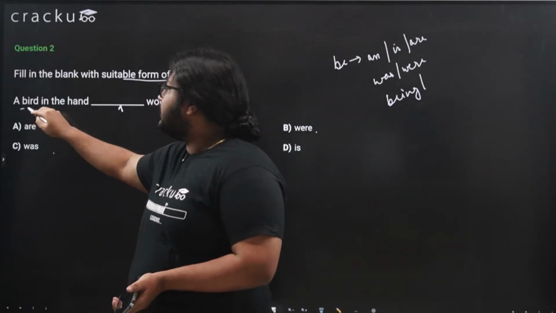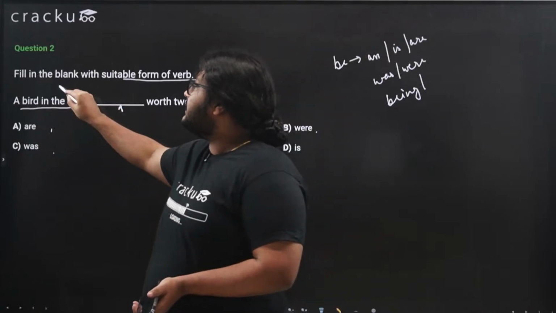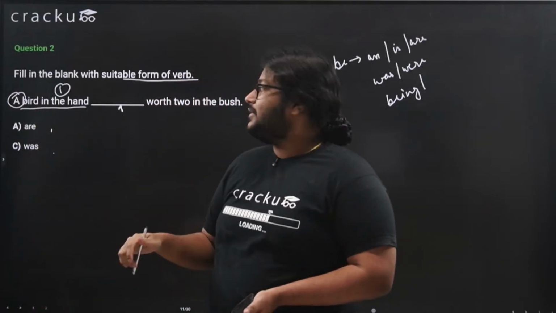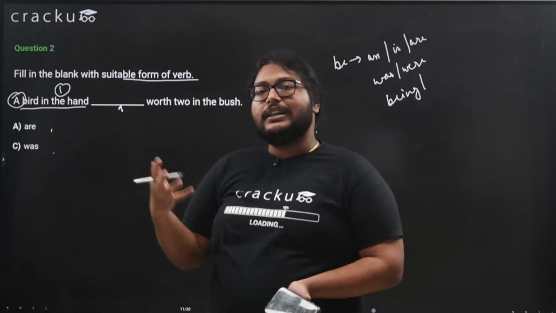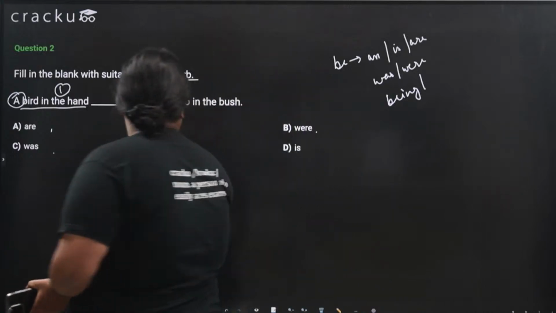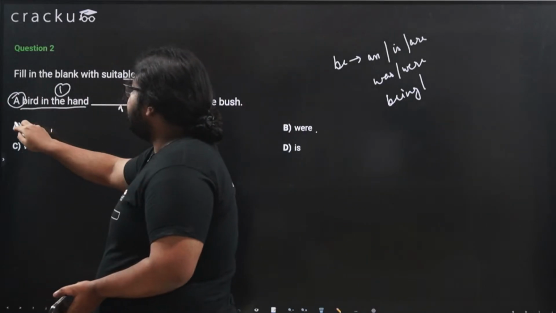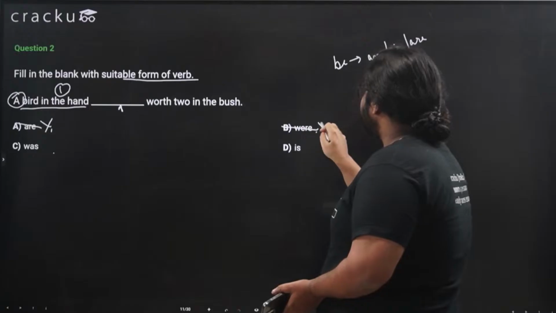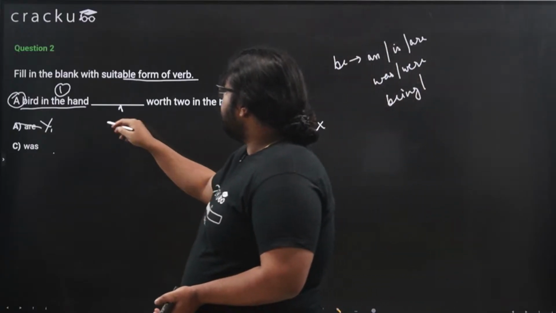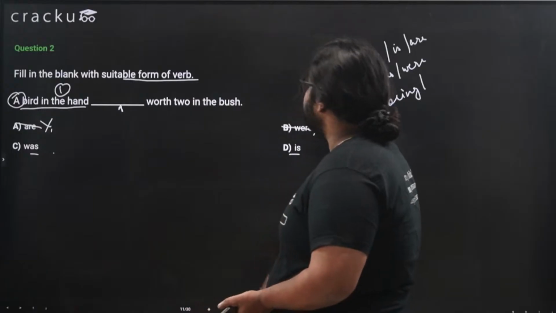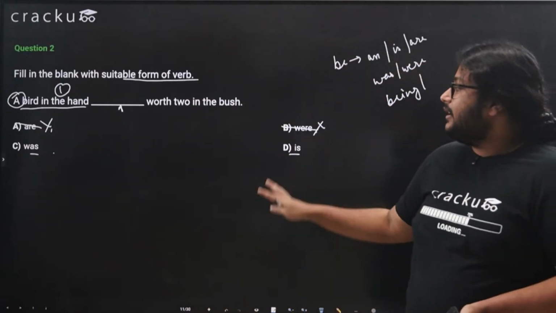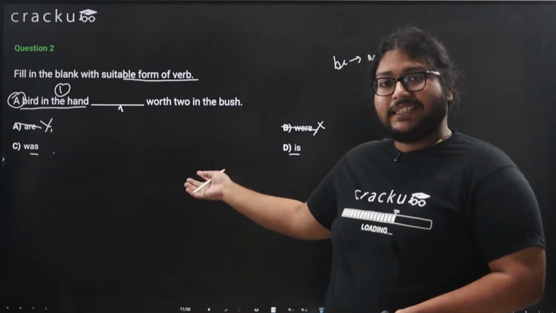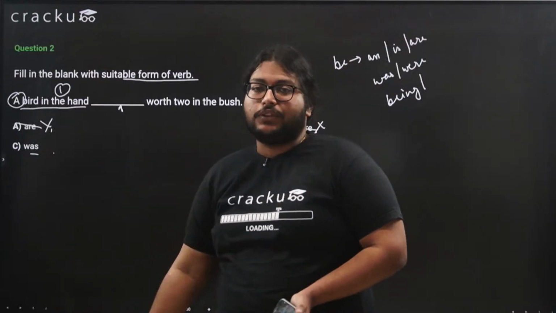The subject is a bird in the hand, which is a singular subject. Anyways, they've used a, so very clearly it's a singular subject. So the verb here should be a singular verb. Of these choices, are is not a singular verb, so we are left with either was or is. Now this is a condition for tenses, like do we go for a present tense with is or do we go for a past tense with was.